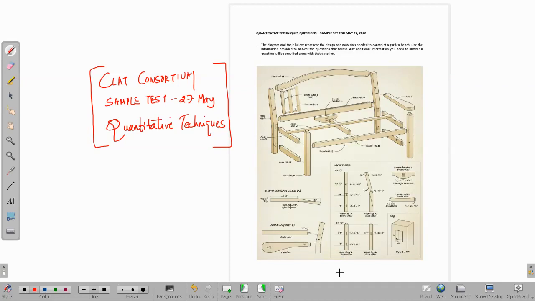Okay, this is a CLAT Consortium sample test which they posted on the 27th of May, which is today, in fact. And this is on quantitative techniques. And this one question set is crazy. I mean, the first impression that you get after seeing the question is: why? Why would you ask this question, and what is actually being tested here?